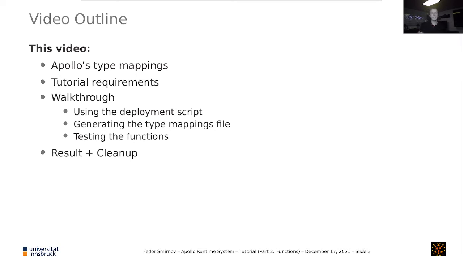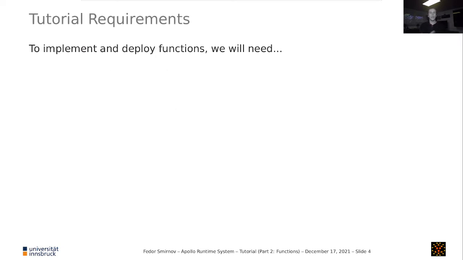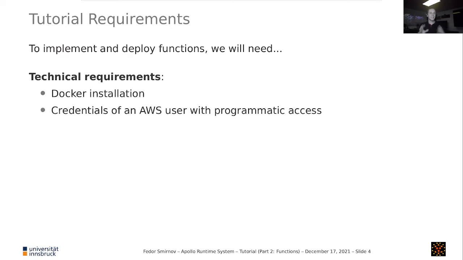The next thing, let's see what we will require for this tutorial. So there we have like two things which we will require. On the one hand, kind of the technical requirements. So what do you need to have on your system? On the one hand, you will need a Docker installation because we will be using the automated deployment we use in Apollo, and for that you need Docker.